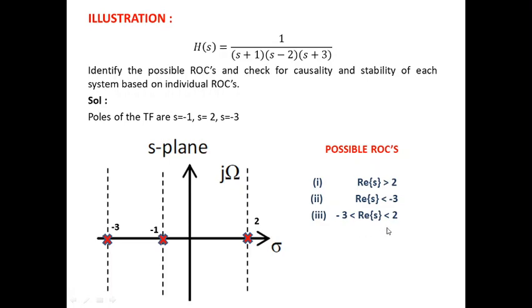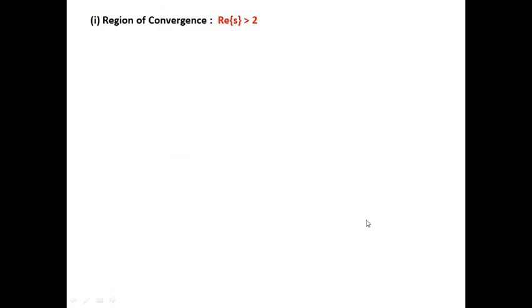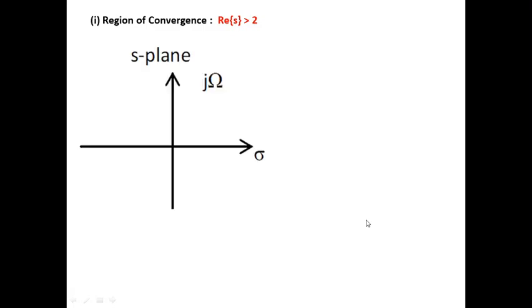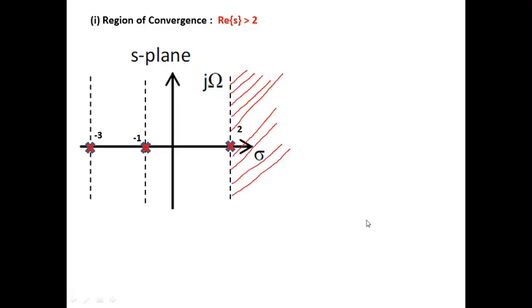So any given system, if nothing is mentioned about any causality condition or we are not knowledgeable about the signal given in time domain, from the transfer function we can directly conclude that there are three possible ROCs. So now for each possible ROC, let us analyze the causality and stability. So first one is real part of s greater than 2, which is nothing but right of rightmost pole and the given signal is a right-sided signal. So for this, these are the three poles and we know that it is greater than 2.